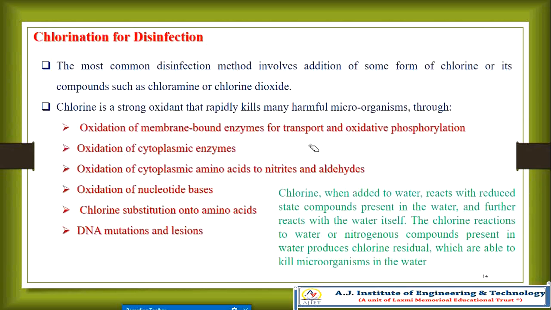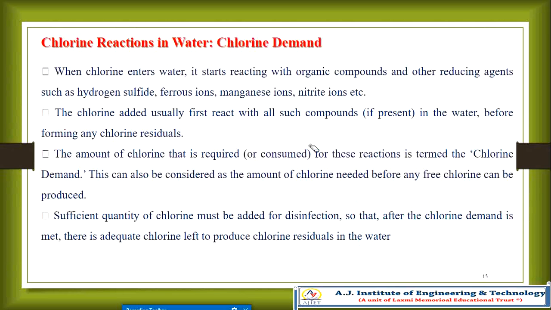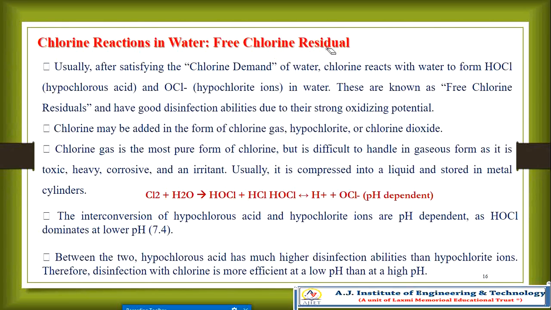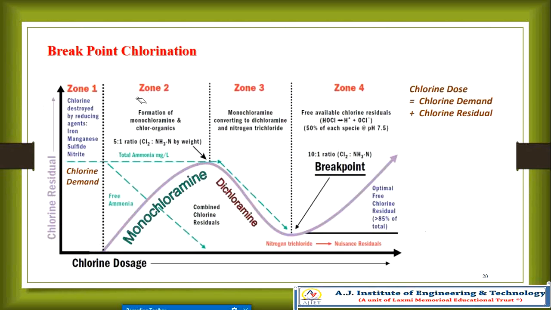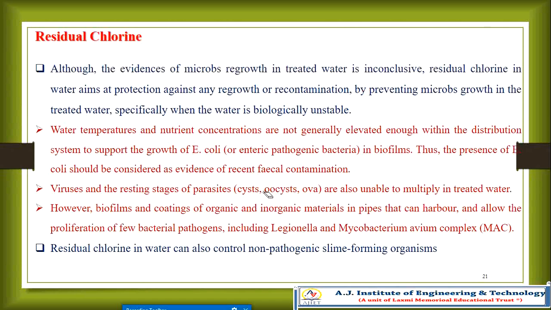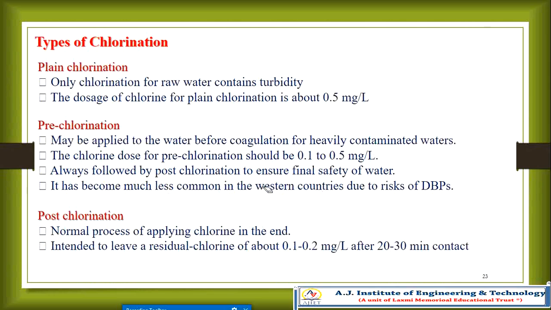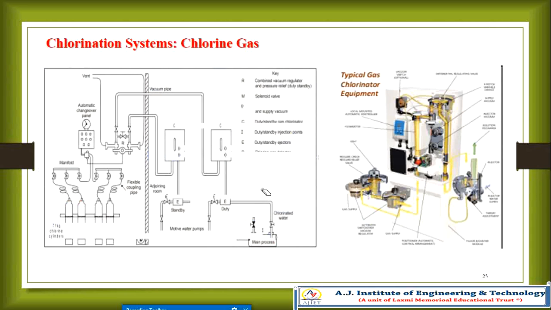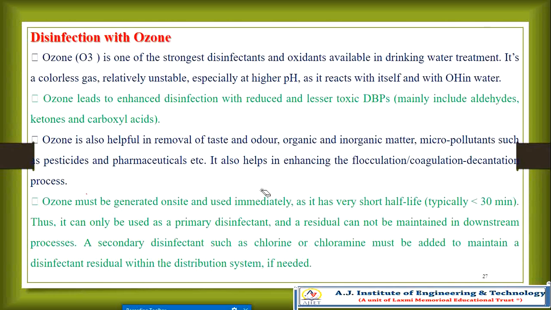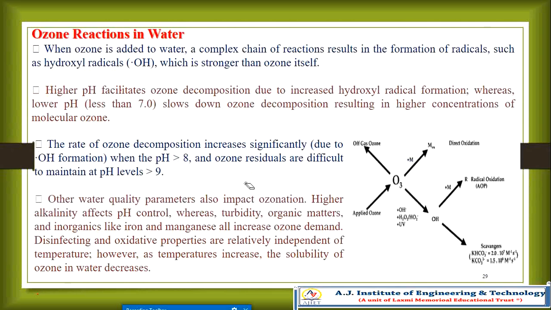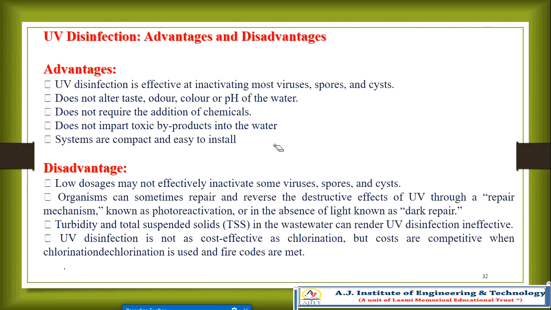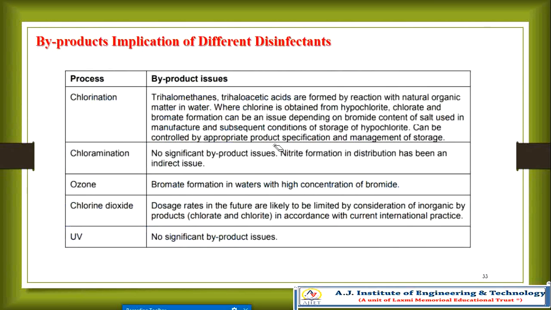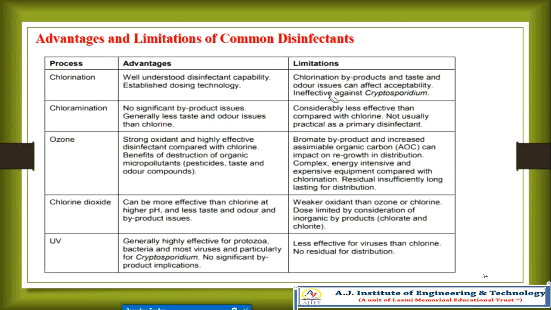disinfection, chlorination, very important, in the forms of chlorination, chlorination reaction in water, chlorine demand, chlorine residual, hypochlorites, chloramination, chlorine dioxide, and a very important curve called breakpoint chlorination, residual chlorine, chlorination risk with DBPs, types of chlorination, chlorine systems, disinfection with ozone treatment process, ozone reaction in water, disinfection with ultraviolet radiation, UV lamps, ultraviolet radiation advantages and disadvantages, byproduct implications of disinfectants, and advantages and limitations of common disinfectants.